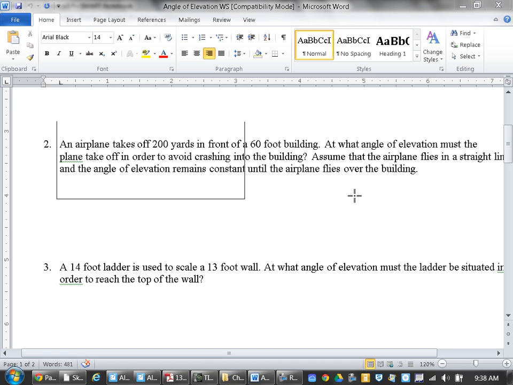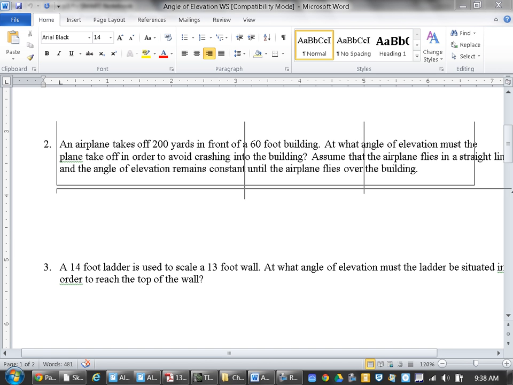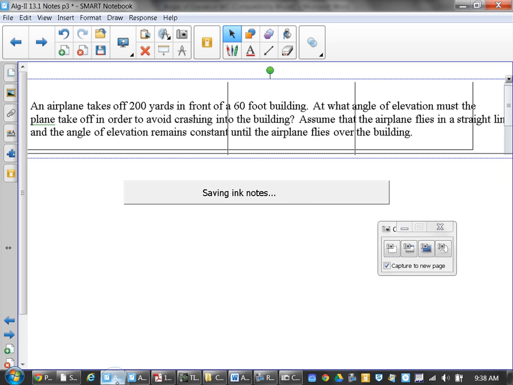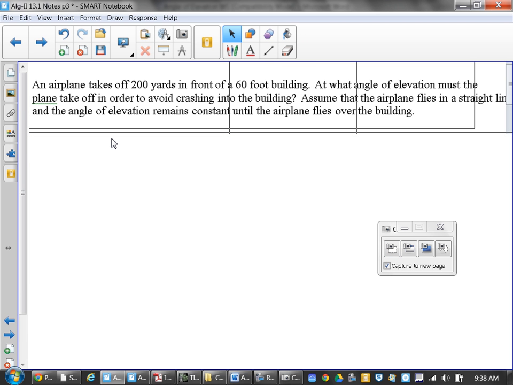I just have to read this one. Sorry about the cut through there. I'll just have to read it to you. I should have printed this off, but I ran out of time.